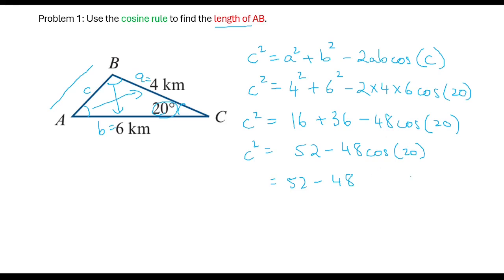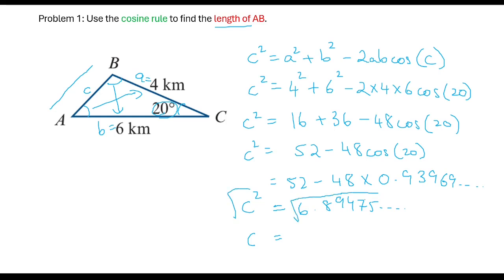So to find cos 20, make sure your calculator is in degrees, as our angle here is given in degrees. So to get c, we need to do the square root of this number here. And that's going to be 2.63 kilometers to 2 decimal places.